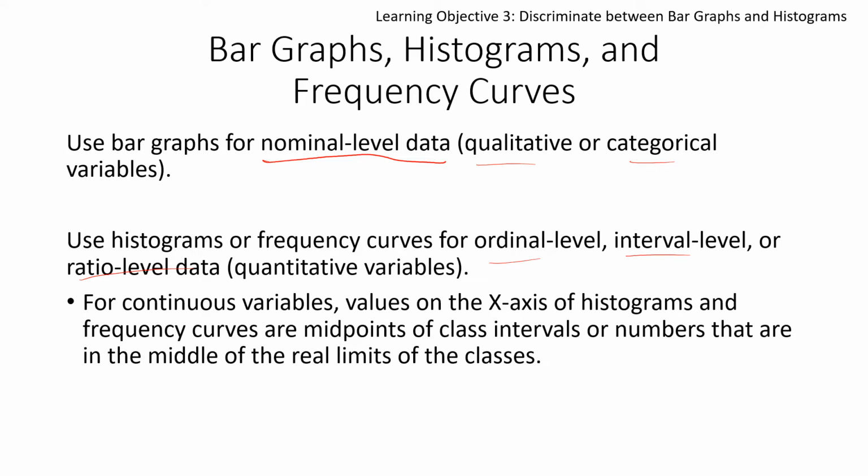Very basic there. What's the difference between a bar graph and a histogram? Mainly that bar graphs are used for nominal level data, histograms are used for ordinal, interval, and ratio. In bar graphs, bars don't touch; in histograms, bars touch.